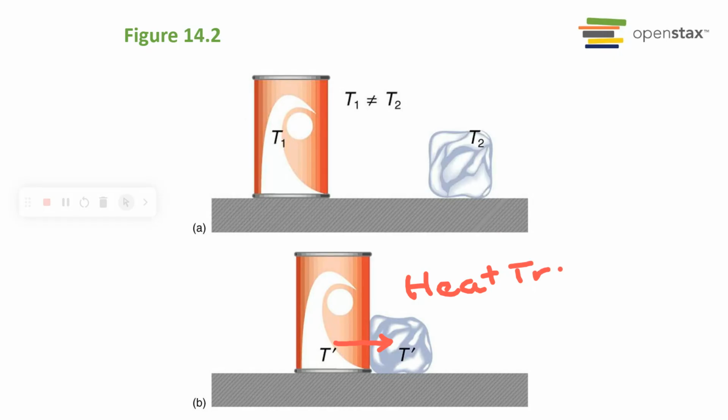Also, because the ice melts, it's absorbing all the heat energy from the soda can. The temperature in the soda can goes down while the temperature in the ice cube goes up until they reach an equilibrium. What that means is at some point the temperature in the Coke comes down, the temperature in the ice comes up, until they both have the same temperature, until their temperatures are equal.